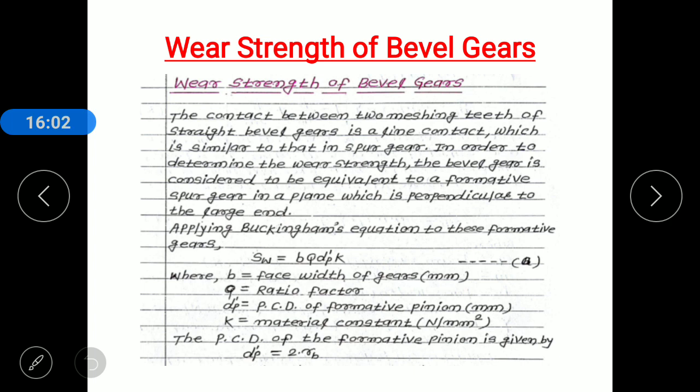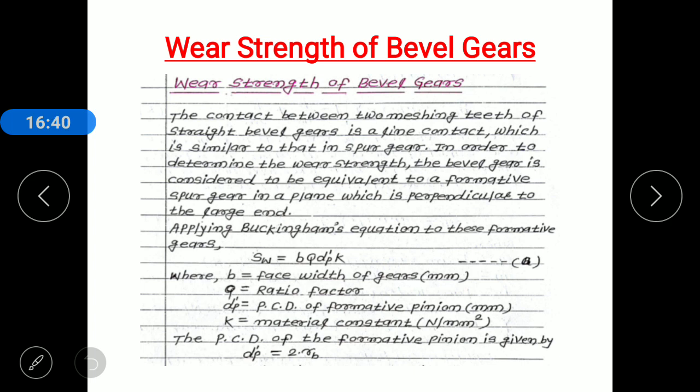Consider this equation A, where b is the face width of gears in millimeter, Q is the ratio factor, D'_p is the pitch circle diameter of pinion, and K is the material constant in Newton per millimeter square. Now in this relation only one term needs to be determined to get the equation of wear strength in case of bevel gear. b is constant, Q is constant, K is also constant. Only the diameter we determine, and that pitch circle diameter we substitute in this relation, and we get the wear strength equation for a bevel gear.